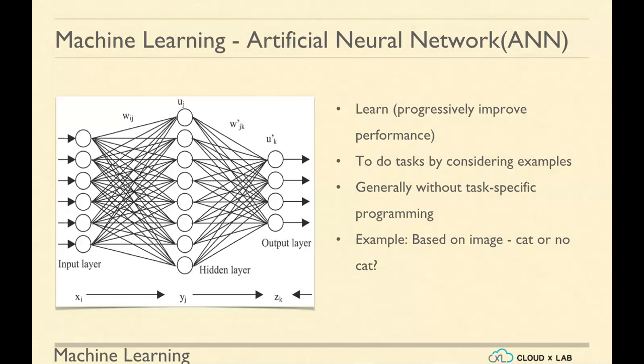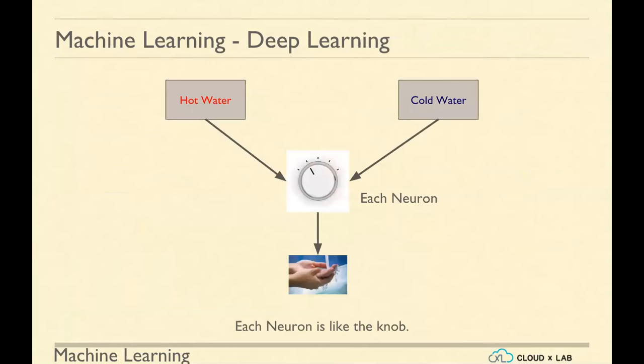Okay, so I'm going to give you a better example. Each neuron is nothing but a very simple number. I'll give you a very simple description specifying what it means. Imagine that you go to the bathroom every day and take a bath. Let's say you go to take a bath in a hotel and you don't know the tap yet. You don't know is it hot or cold. Generally the tap has two knobs attached to it, one to control the hot water, the other cold water.